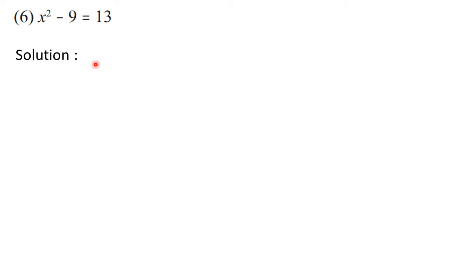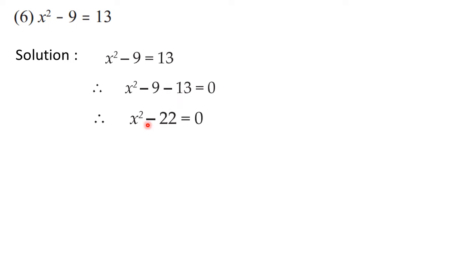So first of all write down the question. Now the next step is that whatever terms are on the right hand side we have to take on the left hand side. So this 13 we will shift to the left hand side. So how will we write it? x square minus 9 minus 13 is equal to 0. Now see, this minus 9 and minus 13 will give us minus 22. So we can write it as x square minus 22 is equal to 0.